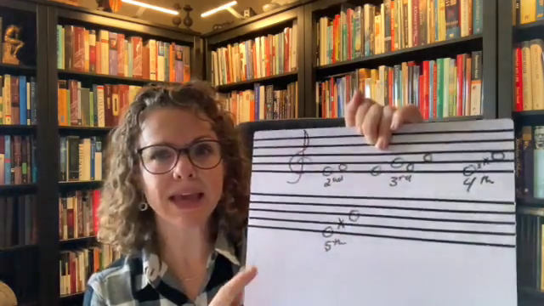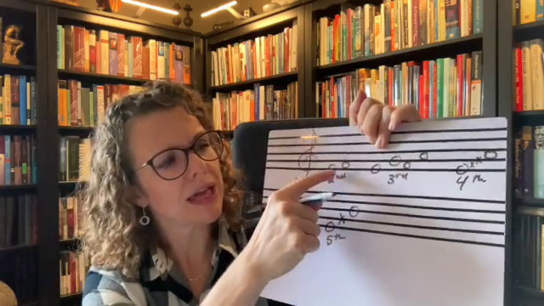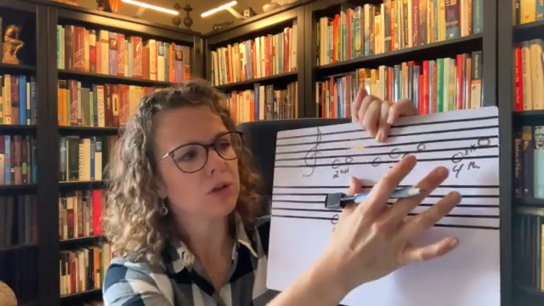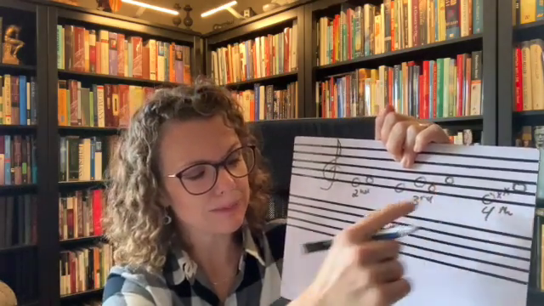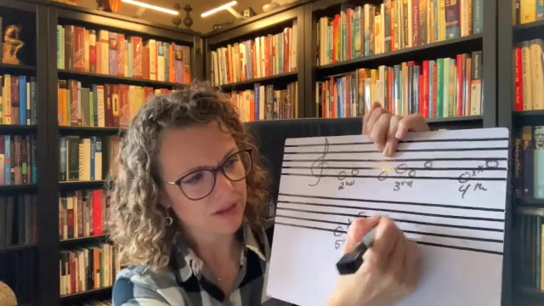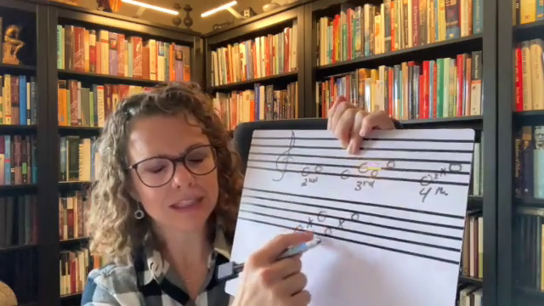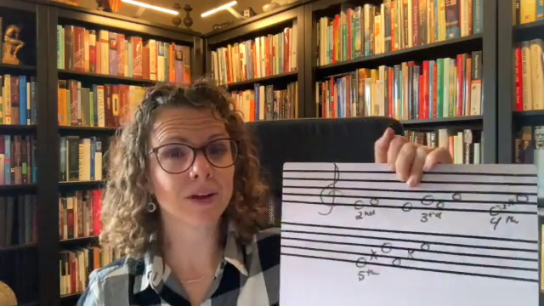Okay, so I want to point something out. Do you notice that if it goes line to space, it's 2 and 4? It's an even number. And if it goes line, line, or space, space, like this is a 5th too, it's an odd number. Just notice that. Okay, so 6th. A 6 is an even number, so it's going to go line to space.